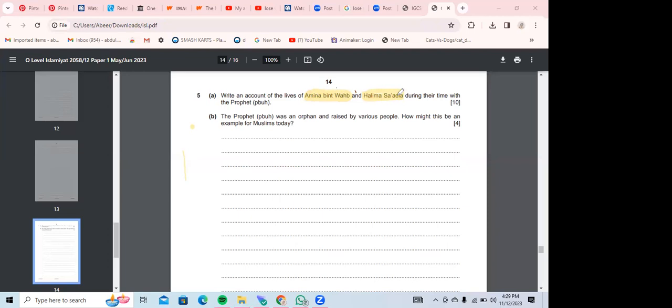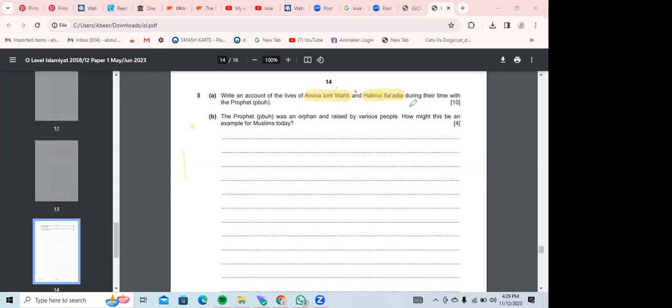Why? Because there are very short details about both of them. The mother of the Holy Prophet, Amina bint Wahab, died when the Holy Prophet was 6 years old, so there wasn't much to tell. And Halima Sadia also hadn't got much detail. We do know that she took care of the Prophet.